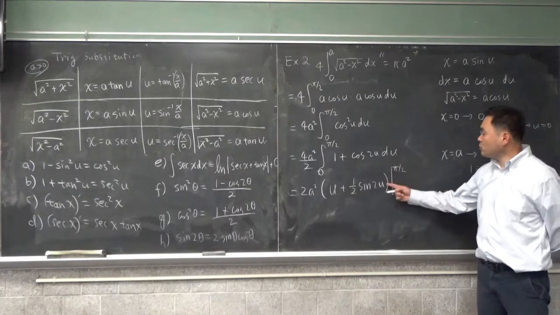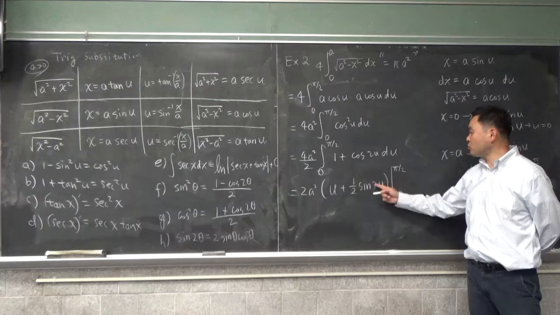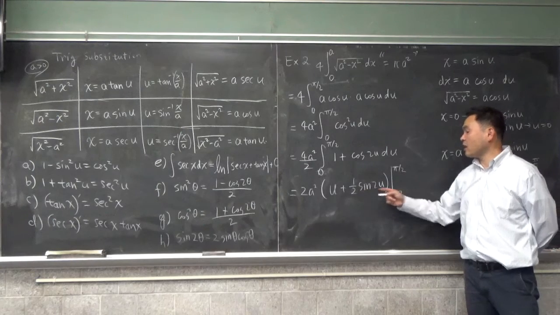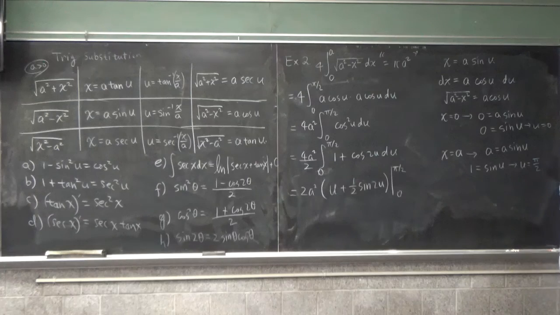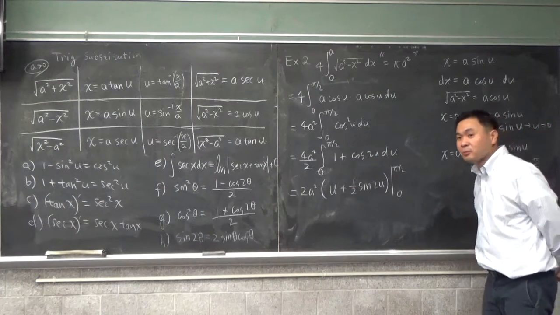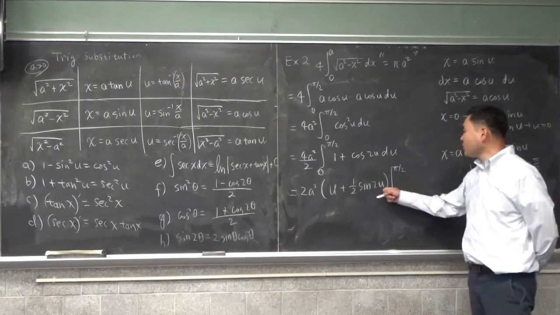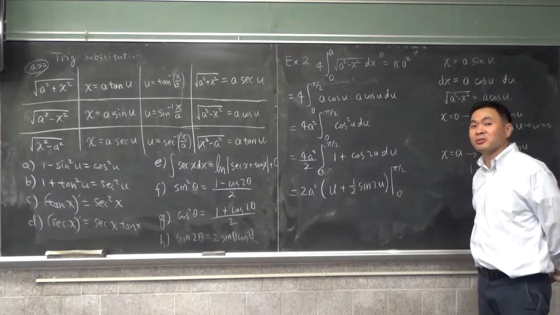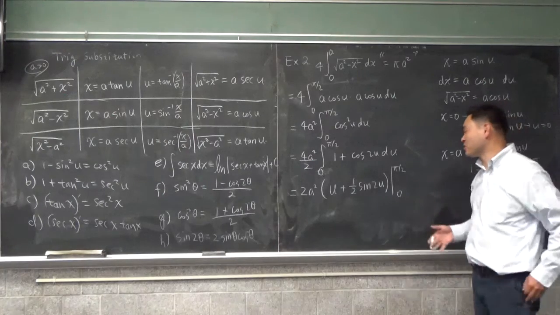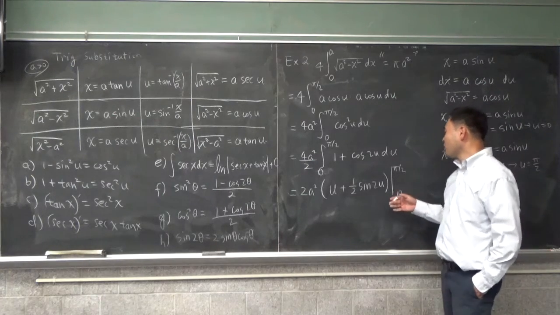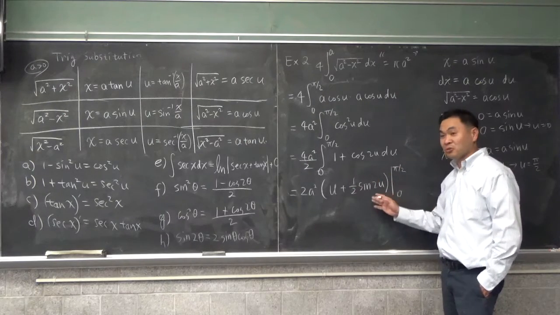When pi over 2 goes into here, you get sine of 2 times pi over 2. 2 and 2 cancel, and you get sine of pi. What's sine of pi? Sine pi is 0. When 0 goes in here, sine of 0 is 0. You have to review your trig values. So in both cases, when you plug in pi over 2 or 0, this will produce 0.